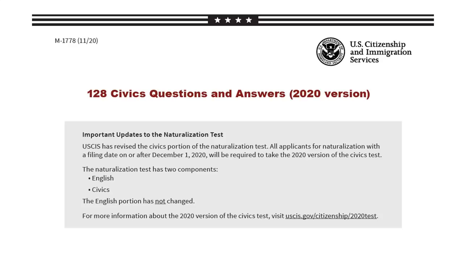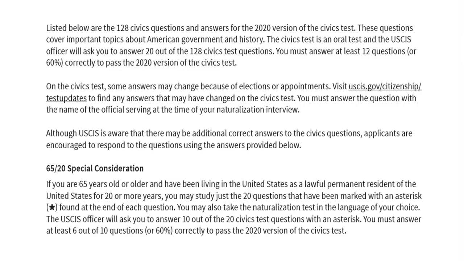The naturalization test has two components, English and Civics. The English portion has not changed. For more information about the 2020 version of the Civics Test, please visit the website that you have in front of you. Listed below are the 128 civic questions and the answers for the 2020 version of this test. These questions cover important topics about American government and history.